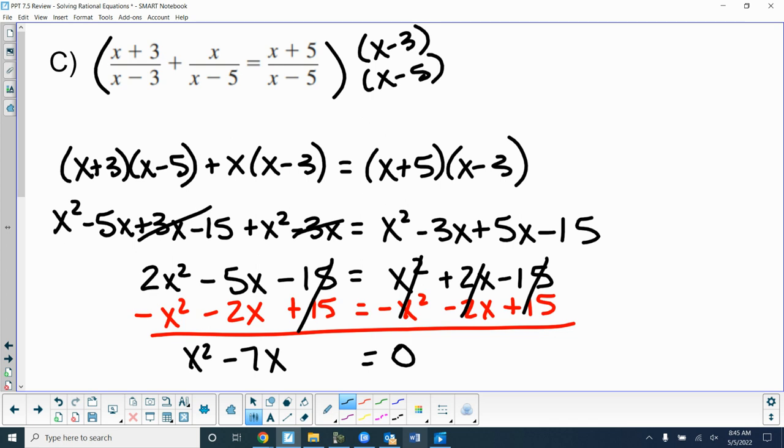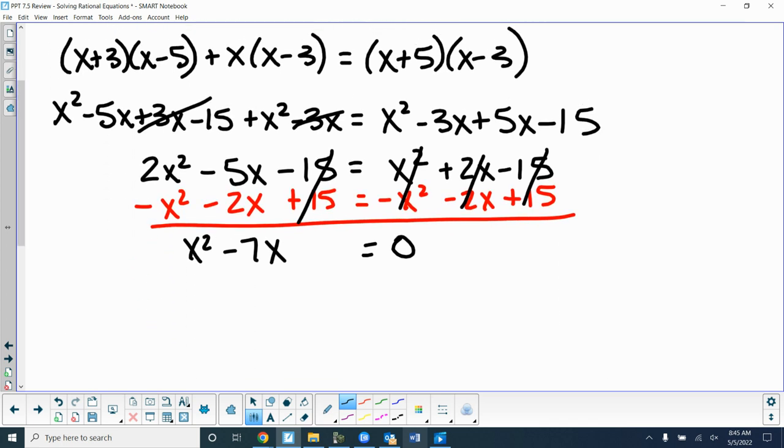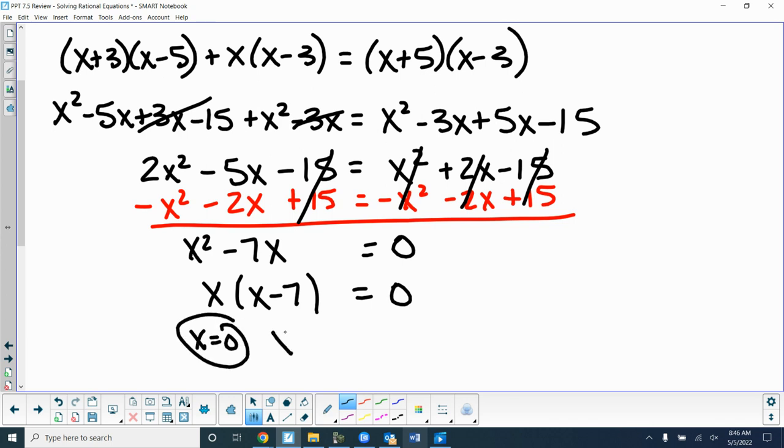Okay, that's easy to factor because it's got a GCF. What's a GCF? X. So we're going to factor out the x and have x minus 7. So what makes that 0? 0. And then positive 7 makes that one 0, right? Does that make sense? Any questions?